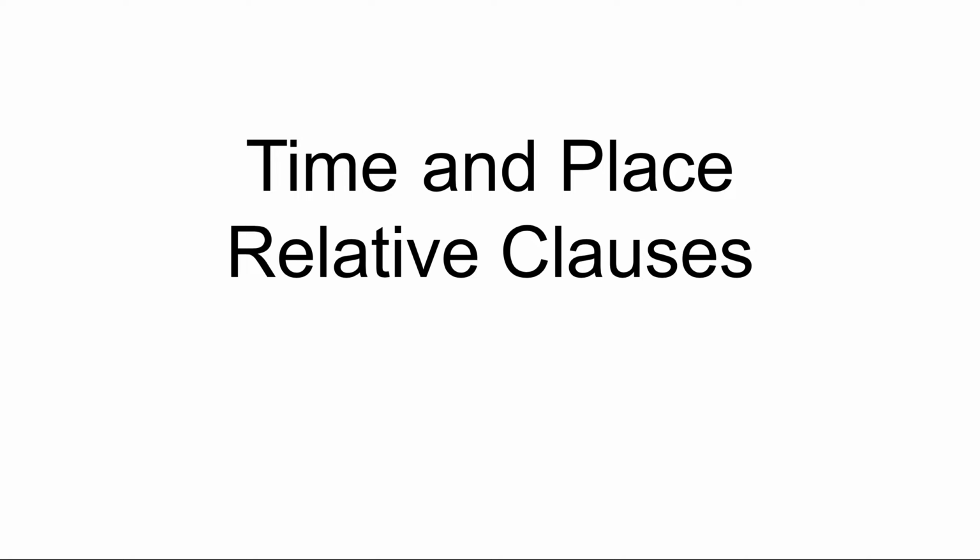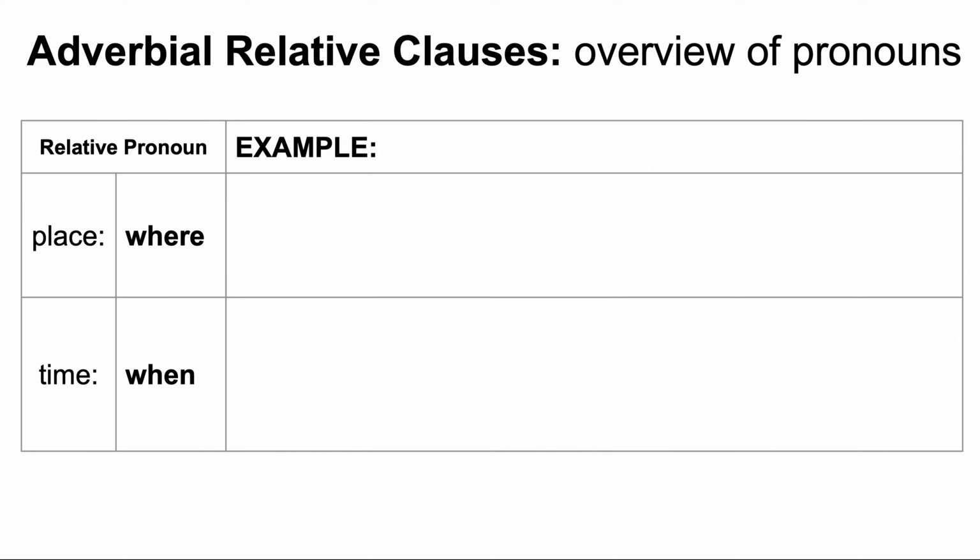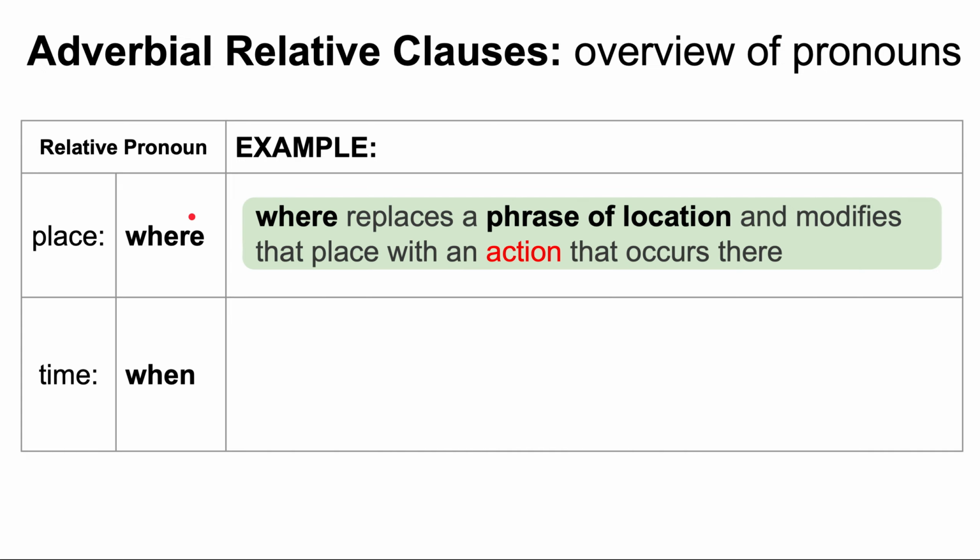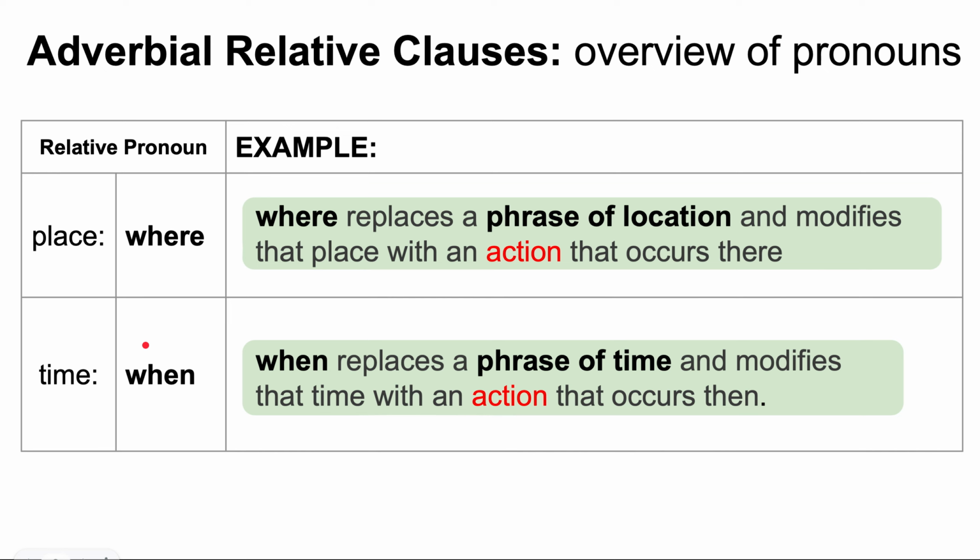Good afternoon. Today we are going to look at time and place relative clauses. Before we start, let's look quickly at the relative pronouns that we will study today. If I'm going to modify a place, I use where, and where replaces a phrase of location and modifies that place with an action that occurs there. If I'm going to modify a time, I use when, and when replaces a phrase of time and modifies that time with an action that occurs then.